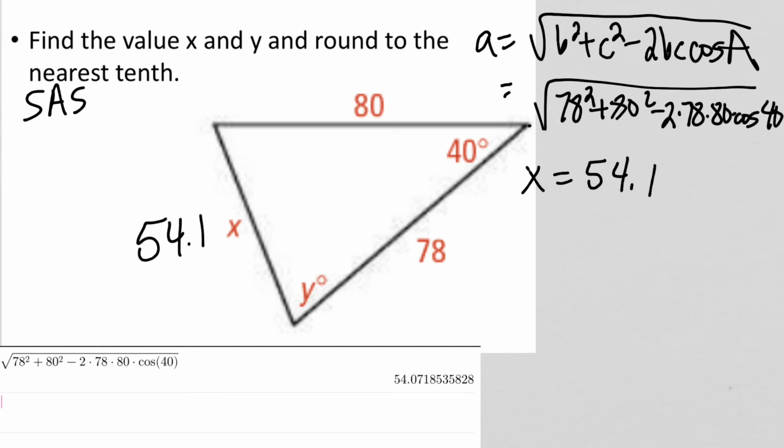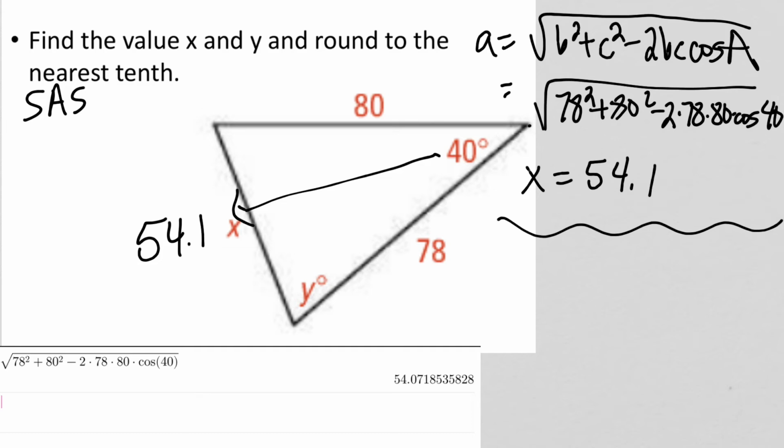All right, now we need to find angle Y. So let's take a look here. Can't use sine, cosine, or tangent. Can I use law of sines now? I think I can because now I have an angle, right, and a side opposite the angle. And then I can figure out Y because I have 80 opposite of Y.